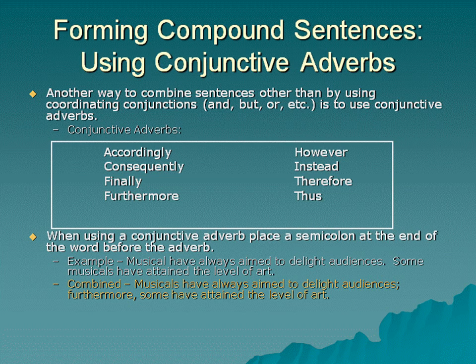For example, musicals have always aimed to delight audiences. Some musicals have attained the level of art. Here we have two sentences. We'd like to combine them using a conjunctive adverb. When you combine them, you have, musicals have always aimed to delight audiences; furthermore, some have attained the level of art.